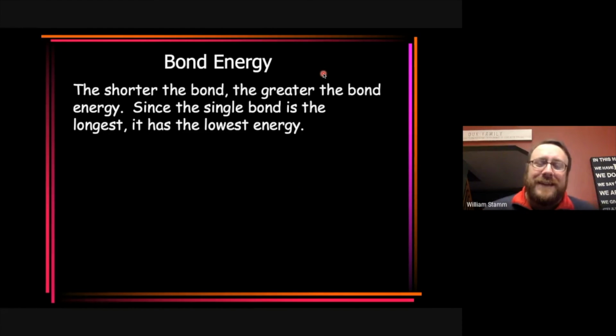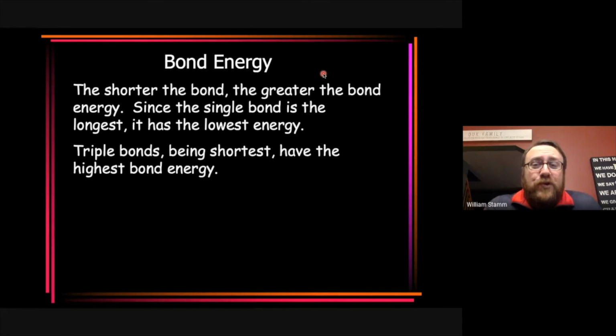Now here's kind of the key. The shorter the bond, the greater the bond energy. So the shorter the bond, the closer the bond is, the greater that energy is. So the single bond, that sigma bond, is the longest of all of the covalent bonds. So that means a single covalent bond, like for hydrogen, fluorine, chlorine, bromine, iodine, basically has the lowest amount of energy. So it takes the lowest amount of energy to break it too. So it's the weakest of the bonds.